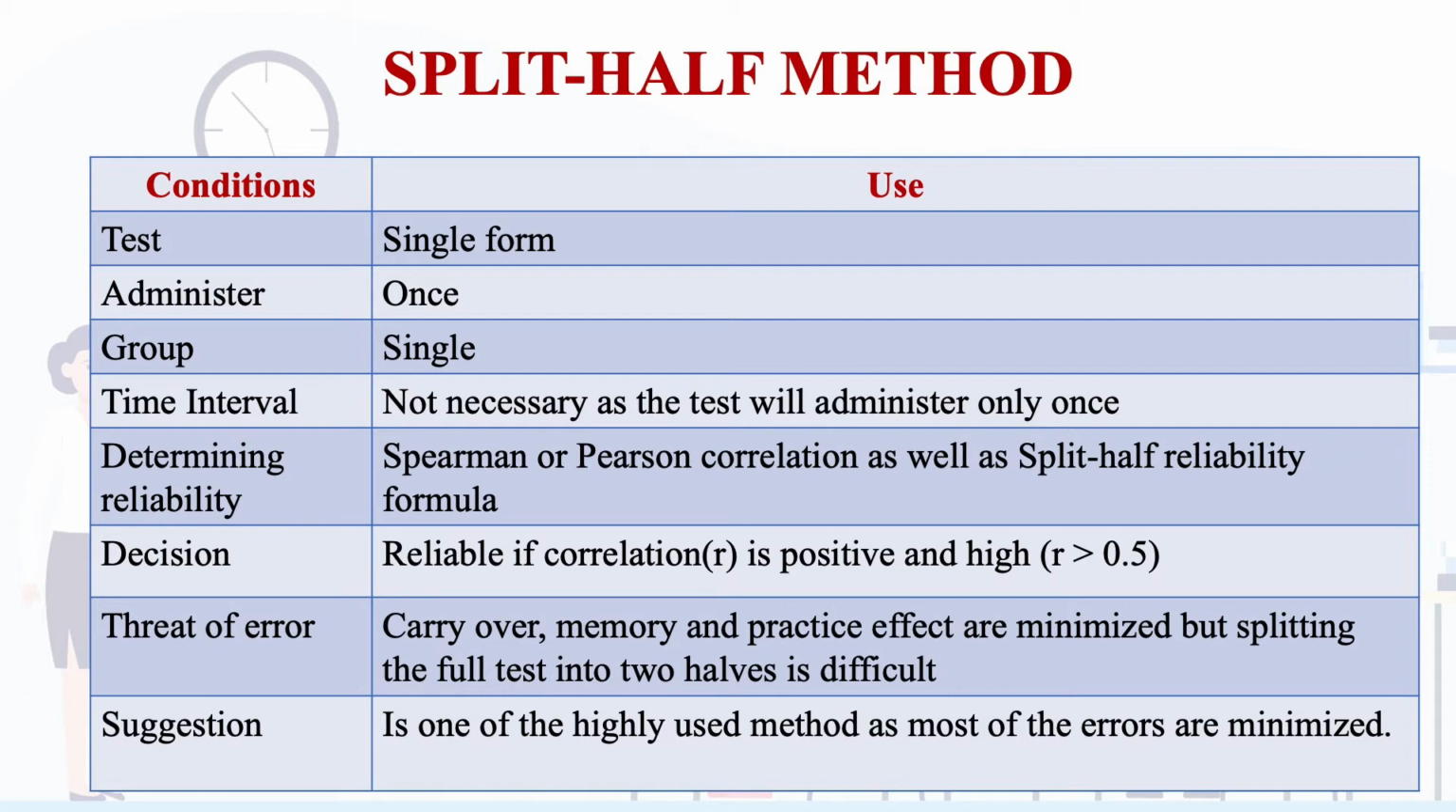So that's why, here you see, automatically many errors are minimized, because a single test will be used. Here there is no question of using two tests, and it will be administered upon a single group of students. So here the group will not change. And third, you can say the group will be single and administration will be once. So administration is not twice, and we are not using two groups.